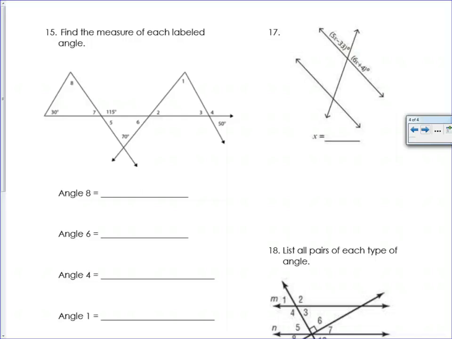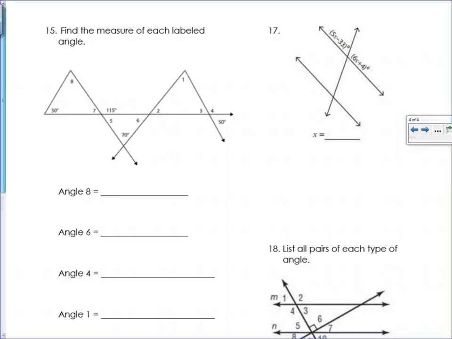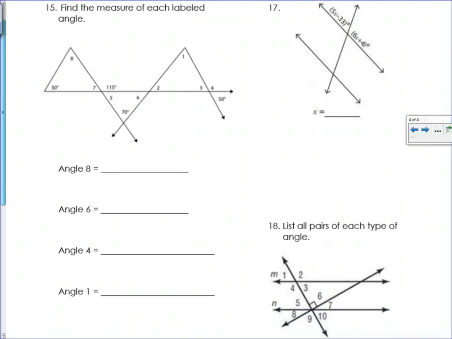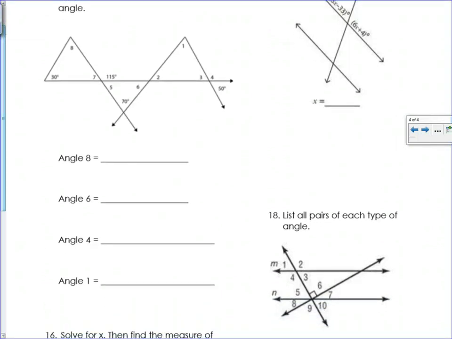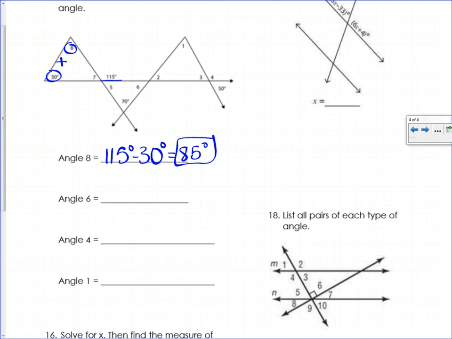Okay, number 15. Find the measure of each of the labeled angles below. So first it gives us angle 8. Now we know from when we were working with the exterior angles of triangles that the two interior angles add up to the exterior angle. So I know to find angle 8, it should be 30 plus angle 8 gives me 115 degrees. So to work backwards to find angle 8, I'm going to do 115 degrees minus 30 degrees, which gives me 85 degrees. So I know angle 8 is 85 degrees.